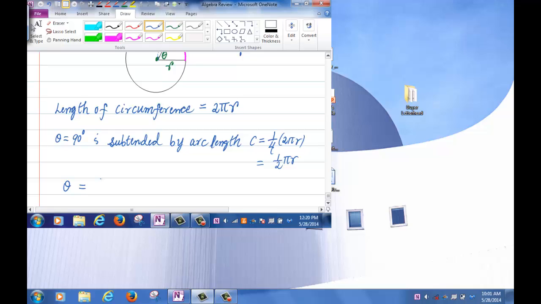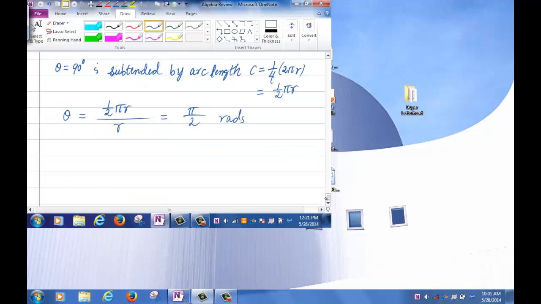It would be the arc length divided by the radius. Remember, 90 degrees is subtended by arc length half pi r, right? So I divide that by what? The radius, right? And what do I get? Pi over 2. So that's the radian measure of the 90 degree angle.